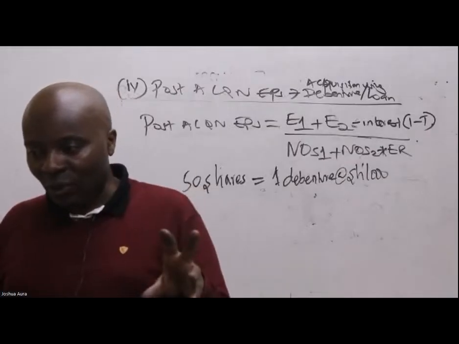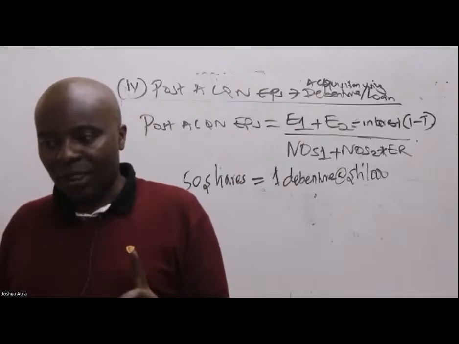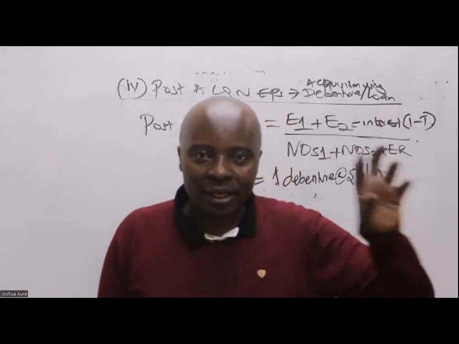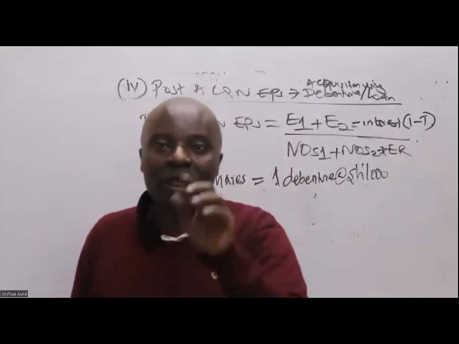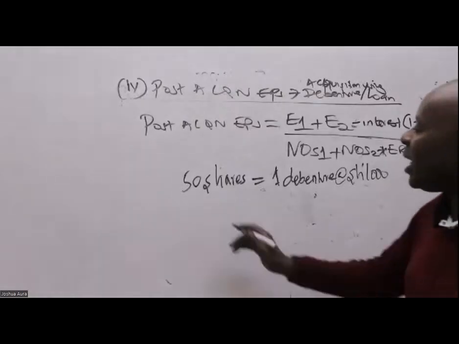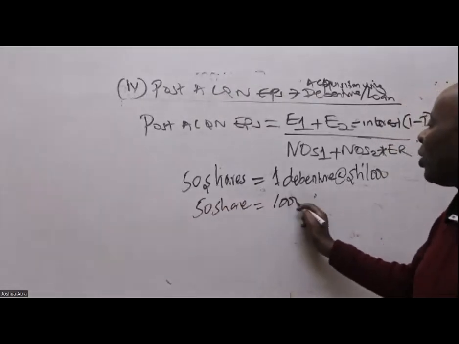Are we together there? I don't think we are together, and we're almost finishing 1,000. They will give us 50 shares, and in its equivalent we shall give them one debenture, and each is going for 1,000. So this is the same as saying for 50 shares, we shall give them a loan of 1,000.